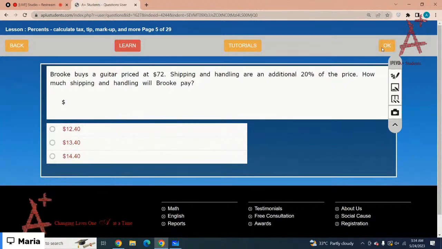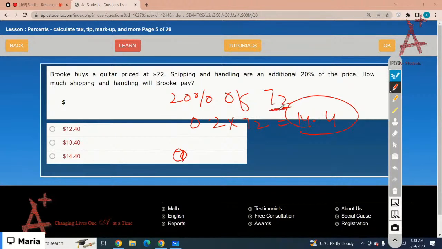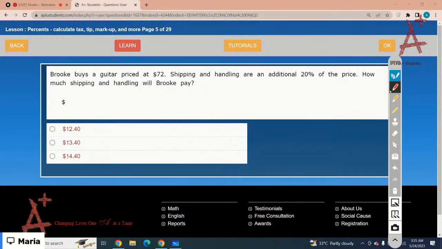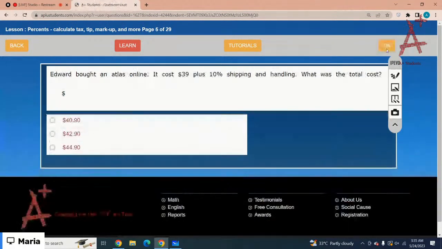Brooke buys a guitar priced at $72. Shipping and handling are an additional 20% of the price. So that means you have to calculate 20% of 72. It would be 0.2 times 72. That is 14.4. So the shipping he has to pay on $72 is 14.40.